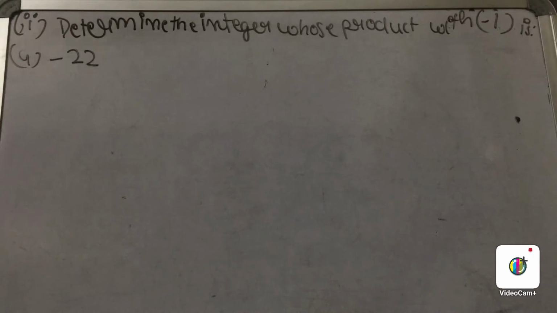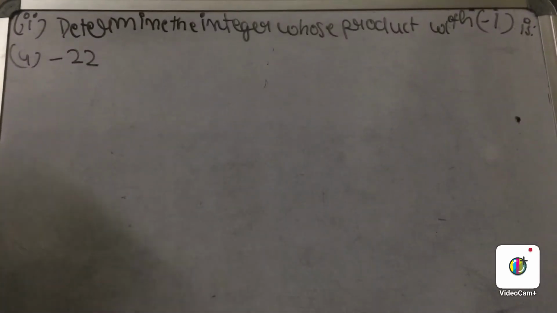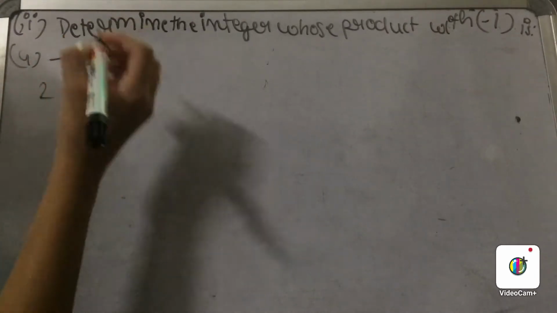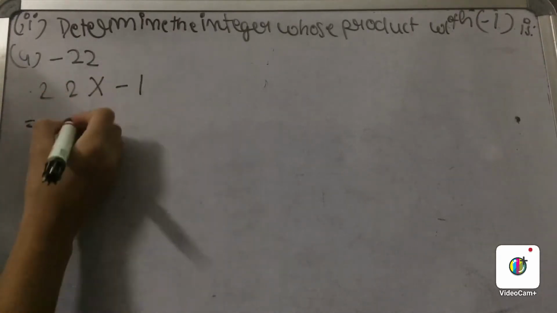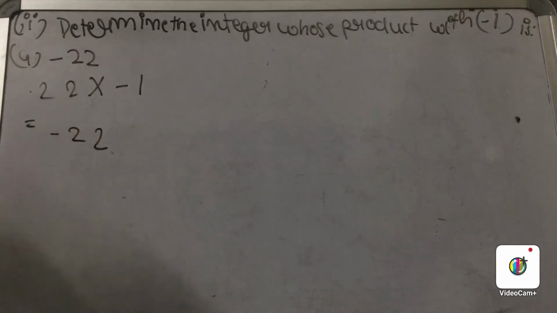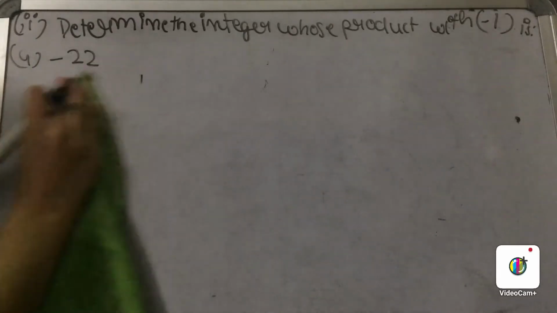So there are two ways to solve it. You can simply write that 22 multiply minus 1 is minus 22, because 22 ones are 22 and plus minus minus, this will be minus 22. So you can simply write that it is 22, or you can solve it in a little complex way.